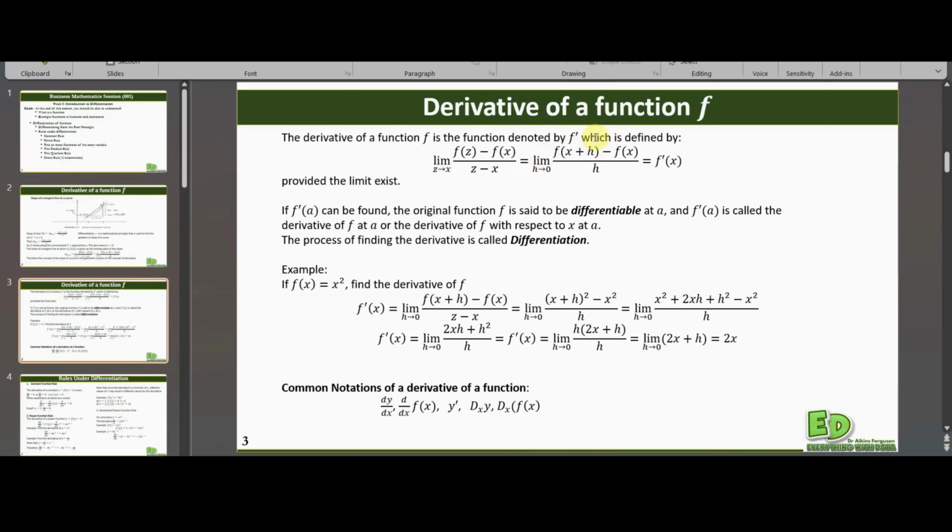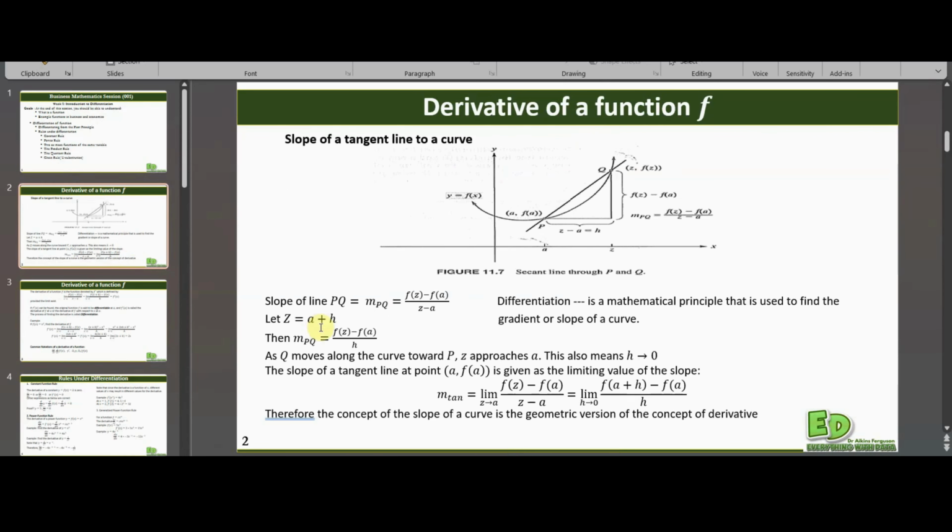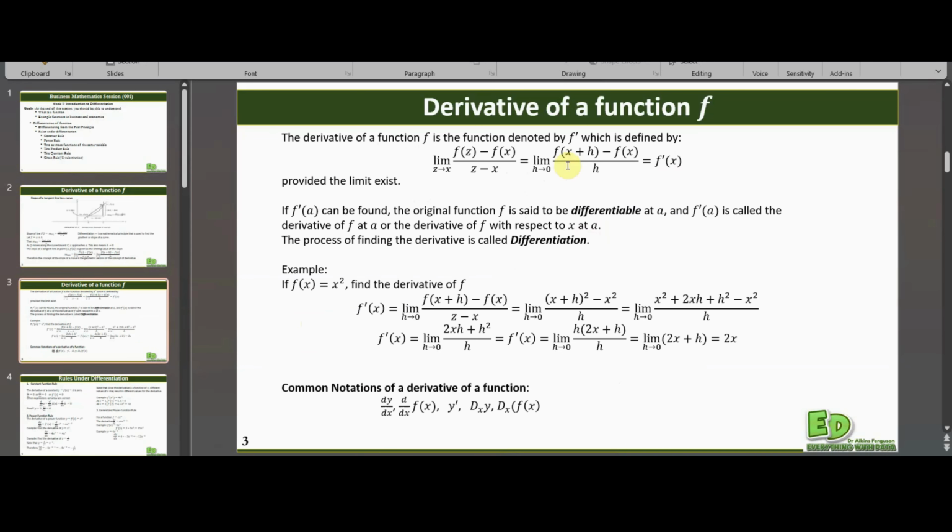f of x plus h. Okay, remember we said z is equal to what? a plus h, which was found just by making z the subject of this function. We had z equal to a plus h. And because the function will be given in terms of x, we are going to replace this a with x. So therefore, we would have f of x plus h, which is the same as z, right? Minus f of x all over h.